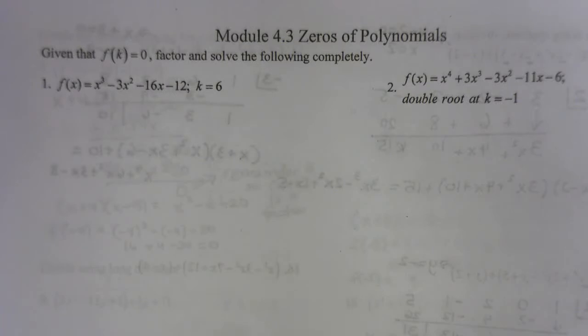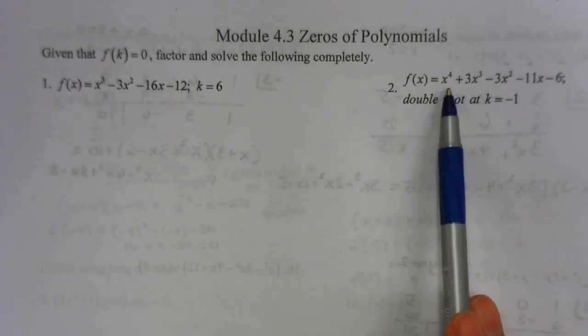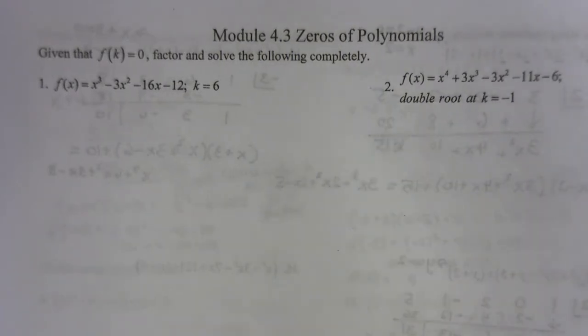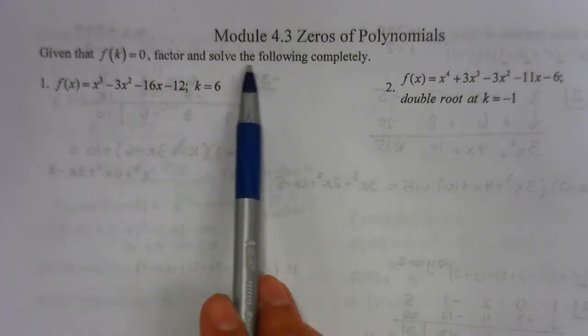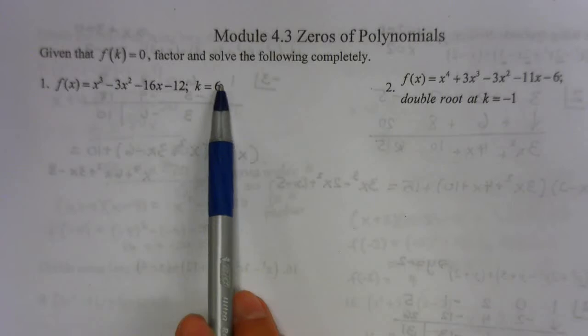If I have a fourth degree polynomial like I do on number 2, that means that I am looking for 4 zeros. So the degree of our polynomial tells us the number of zeros that our answer should be. So it says that we are given that f of k is equal to 0, and that is a factor, and then we're going to solve completely. So this is a factor.